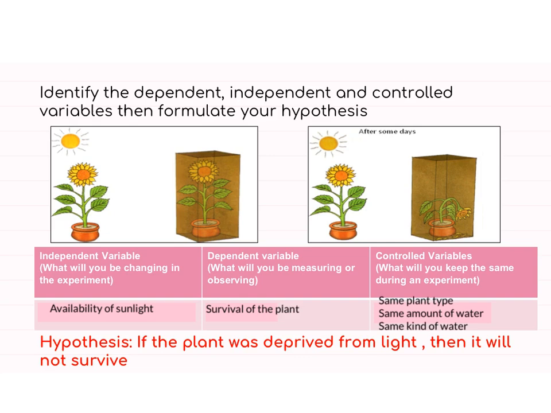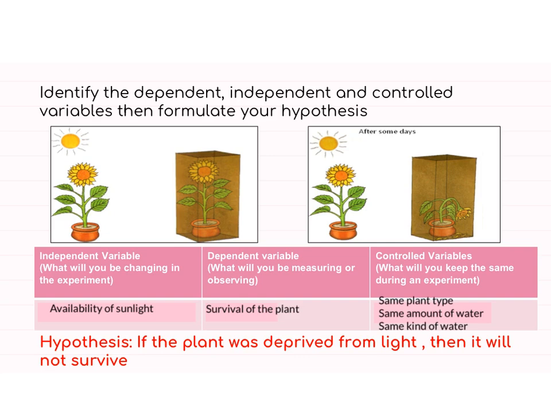What about the dependent variable? What we were measuring or observing is the survival of the plant, whether the plant is going to survive or not. What were the controlled variables? We were using the same kind of plants, the same amount of water, the same kind of water, and the same kind of soil. They were both, for example, put at the same temperature.